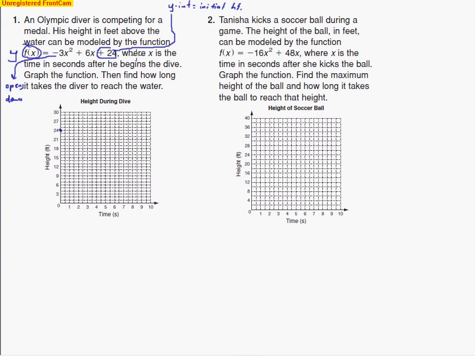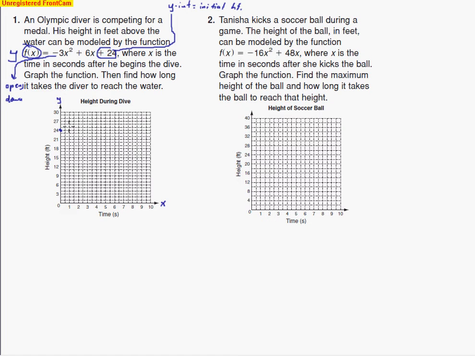So let's see what they want. X represents the time in seconds. That's what it says here. That's the x-axis. And then the y-axis is going to end up being the height. That's what it says right here. So x is time in seconds after he begins the dive. Graph the function, then find how long it takes the diver to reach the water.